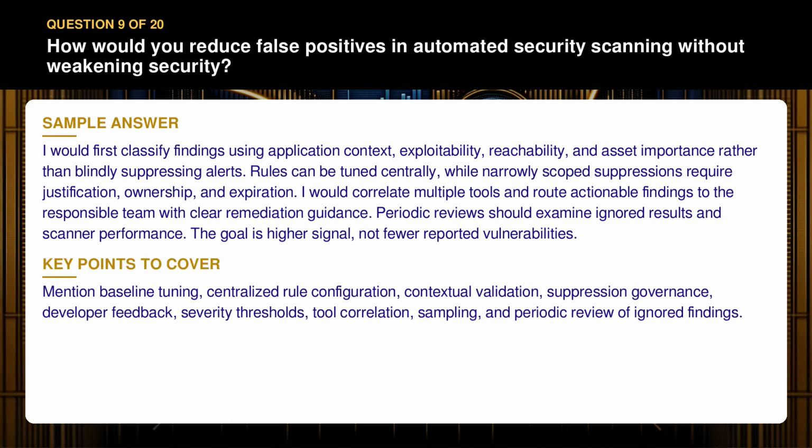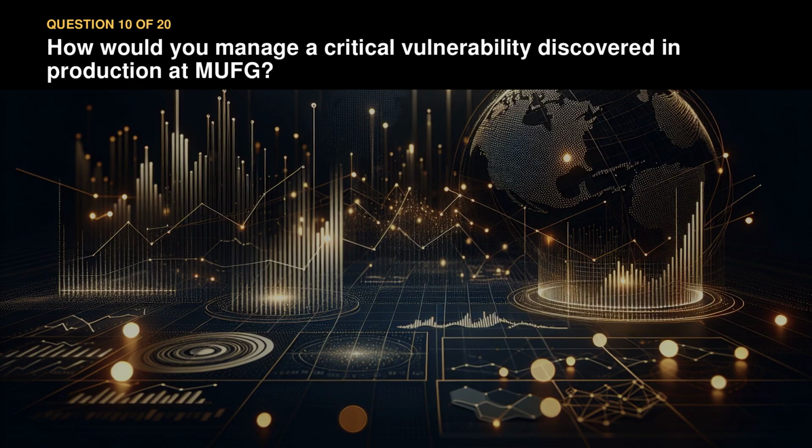Mention baseline tuning, centralized rule configuration, contextual validation, suppression governance, developer feedback, severity thresholds, tool correlation, sampling, and periodic review of ignored findings. Question 10. How would you manage a critical vulnerability discovered in production at MUFG?